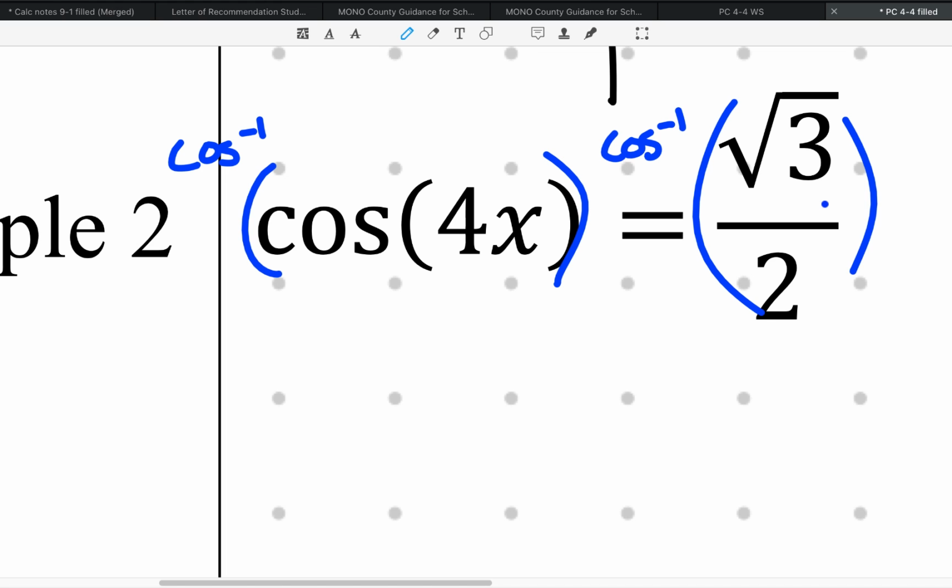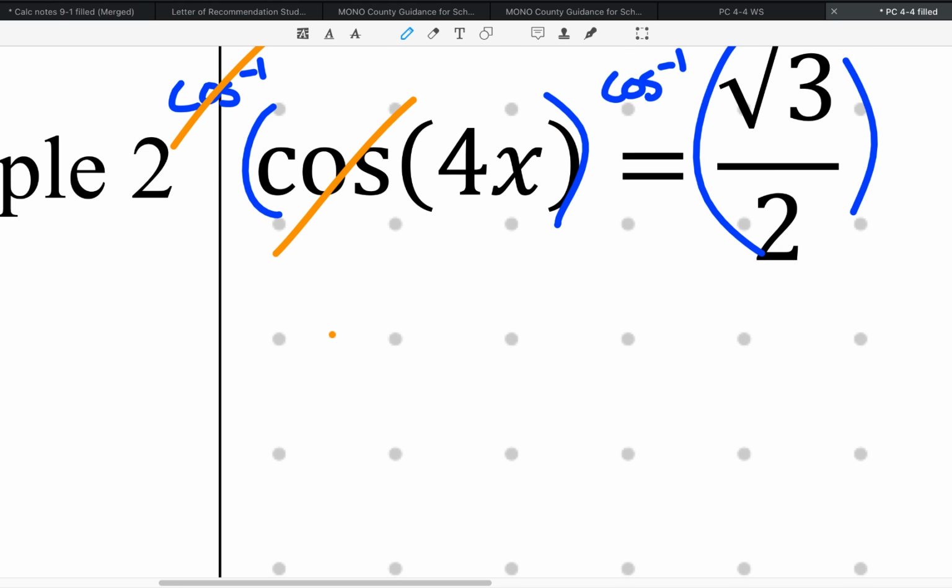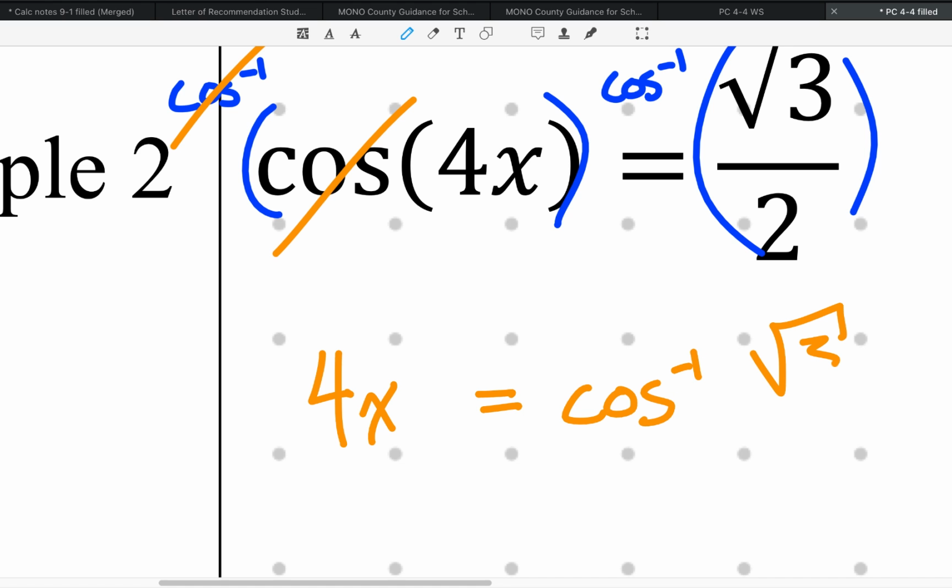So what does that do? Well, that gets rid of the cosine. That was Leo's whole purpose of doing that. Get rid of the cosine. They cancel each other out. I'm getting a photo op, I see. This is now the equation 4x is equal to arc cosine of root 3 over 2.